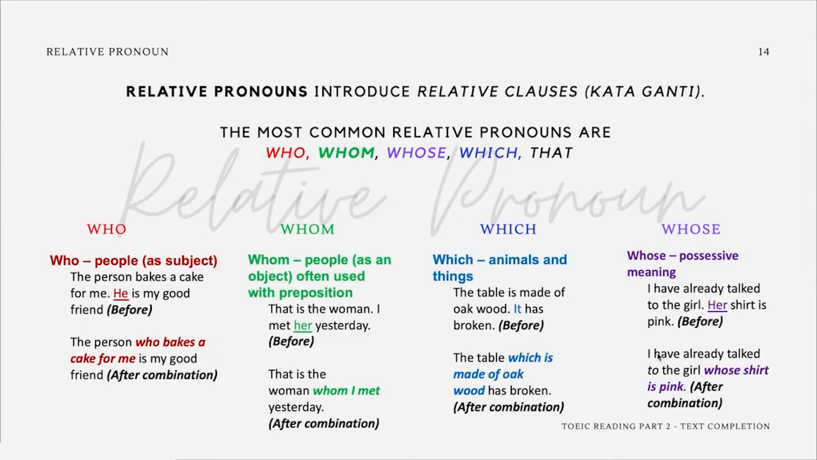So how do we combine it? We combine it just like this one: I have already talked to the girl whose shirt is pink. So this is different from who, but whose means you should delete the possessive itself. Jadi kepemilikannya yang dihilangkan.